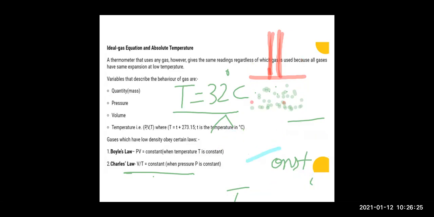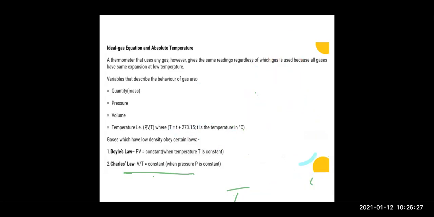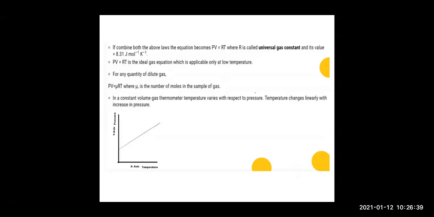So from these two laws, we will get that PV by T is also a constant, right? So PV by T is a constant and that constant has been named as R. PV by T is a constant, that is R. Here R is the universal gas constant and its value is 8.31 joule per mole per degree Kelvin, right? So this PV equals RT is applicable for gases at low pressure. It is an ideal gas equation.